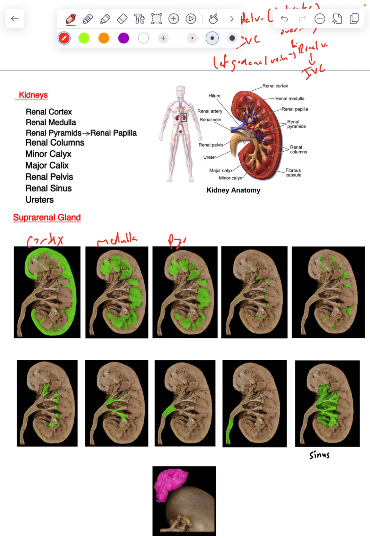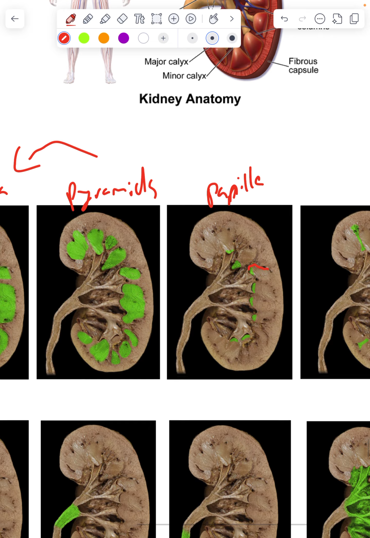These are pyramids. Your pyramids are inside of your medulla. You can tell there's some extra stuff here that's not here. So your medulla is under your cortex. Pyramids are within the medulla, but most of the medulla is just your pyramids. There might be some extra things. Where your pyramids end is the papilla. So end of your pyramids, this is your papilla. End of each pyramid is your papilla.